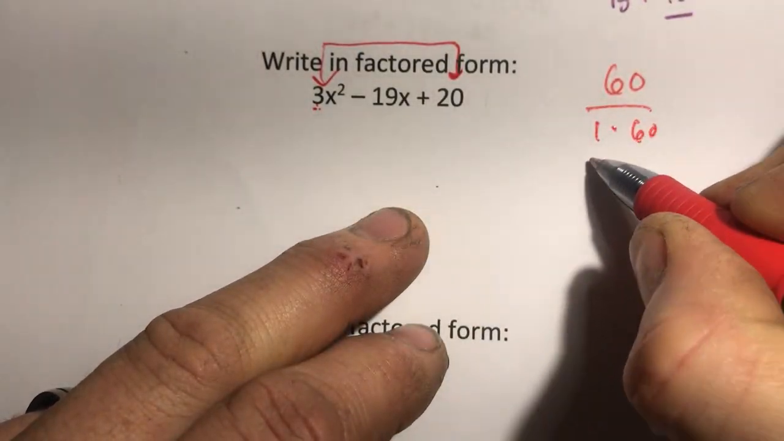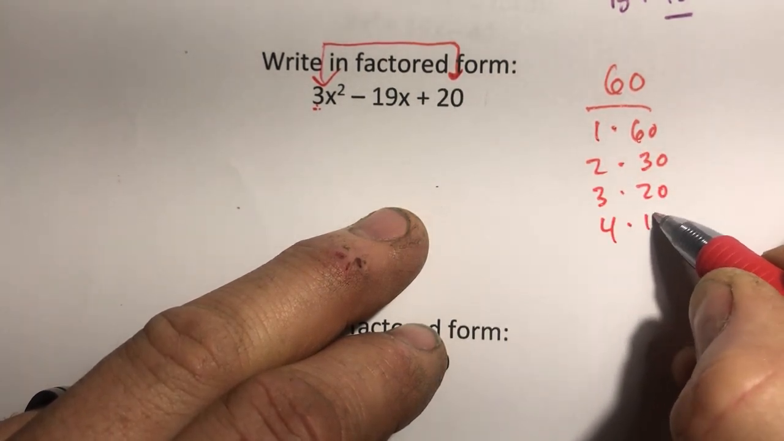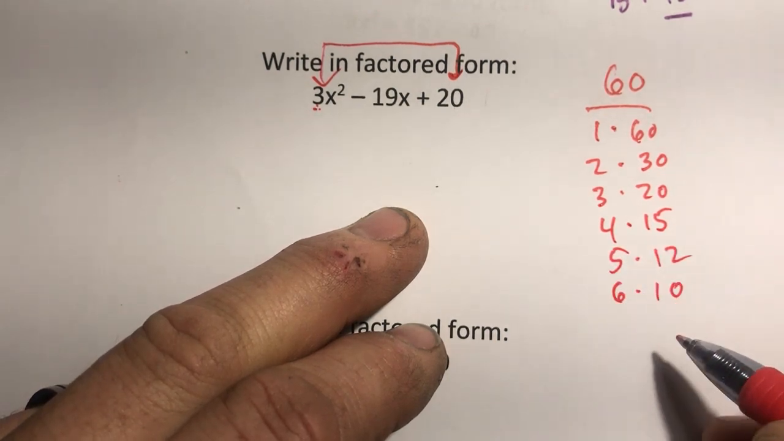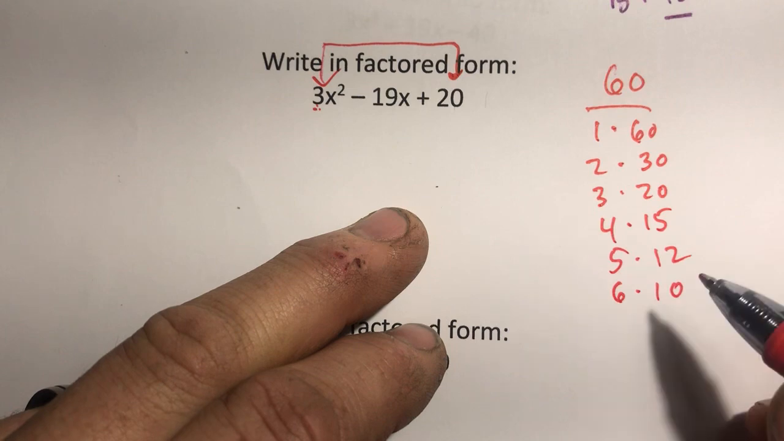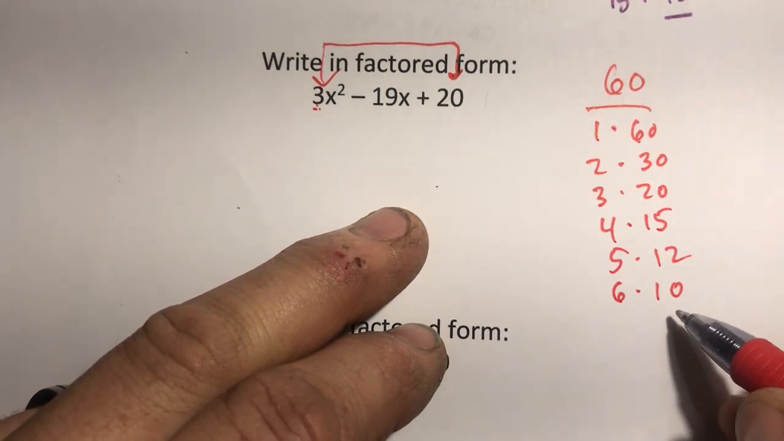60 divided by 1 is 60. 60 divided by 2 is 30. 60 divided by 3 is 20. 60 divided by 4 is 15. 60 divided by 5 is 12. 60 divided by 6 is 10. 60 divided by 7 is a decimal. 60 divided by 8 is a decimal. 60 divided by 9 is a decimal, and then 10 is over there.